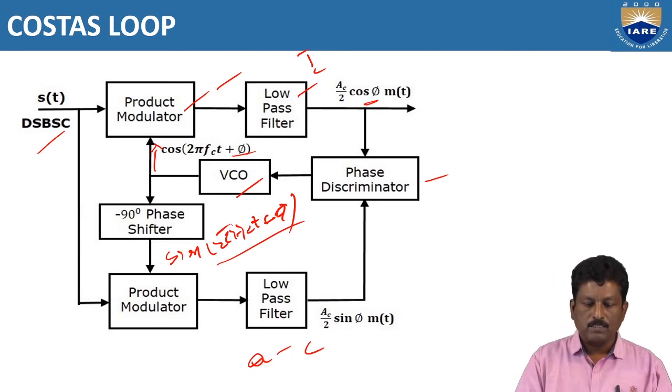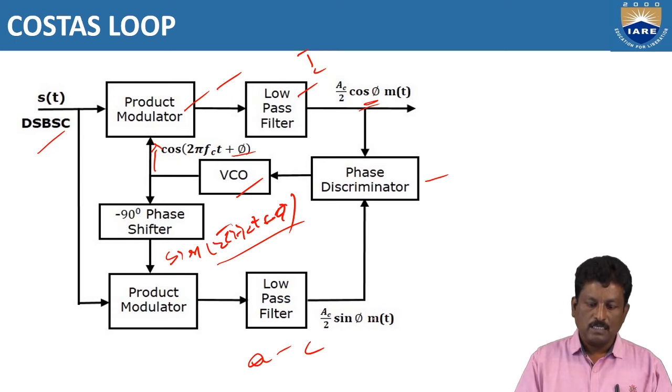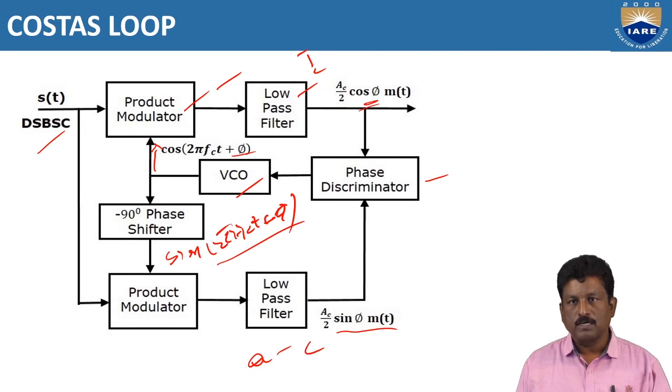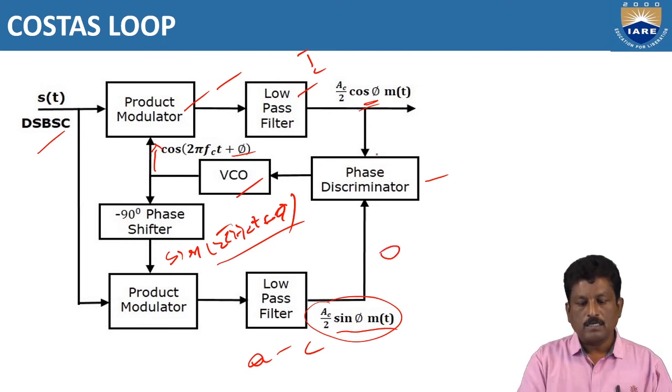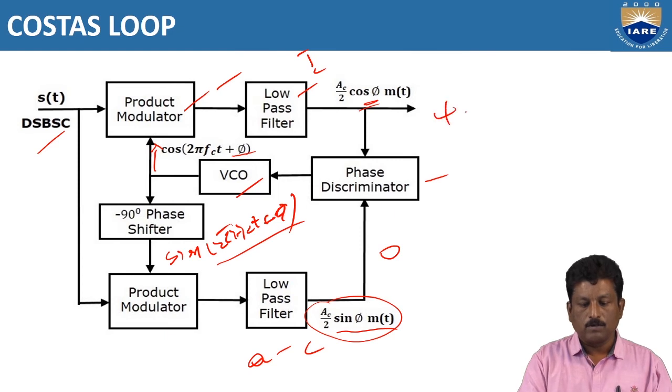For that purpose, we always have to maintain the phi value at 0. Then only can you retrieve the maximum signal of the modulating signal m(t) and make the Q channel output 0, because there is Ac/2 sin(phi) m(t). So with phi value 0, sin(phi) becomes 0 overall. So we always get the output of the lower channel as 0 and the maximum value of the upper channel, Ac/2 cos(phi) m(t). So we will get Ac/2 m(t) if phi equals 0.